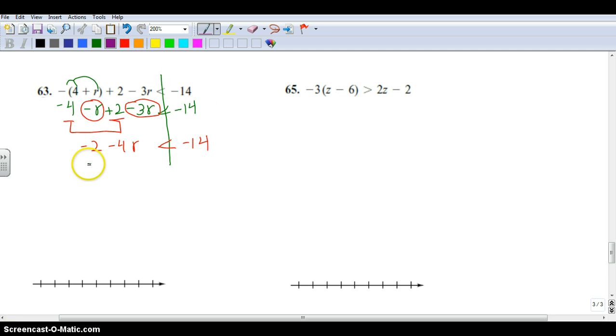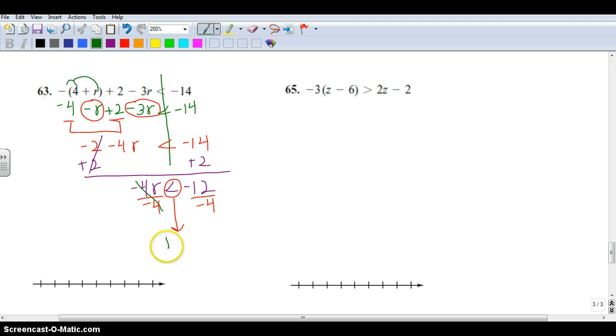It's time to isolate the variable by adding 2 to both sides. That cancels out, so we got negative 4r is less than negative 12. Going to divide by negative 4, and so I'm going to go ahead and circle that and draw a line to remind myself that that's going to switch because I'm dividing by a negative this time. That cancels out. R is greater than 3.